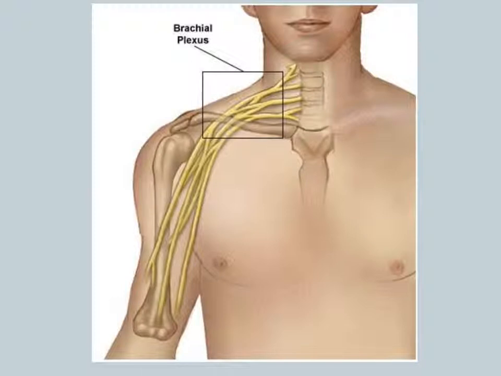So here's a diagram from a different source, just showing the brachial plexus and then coming down to form these important nerves.